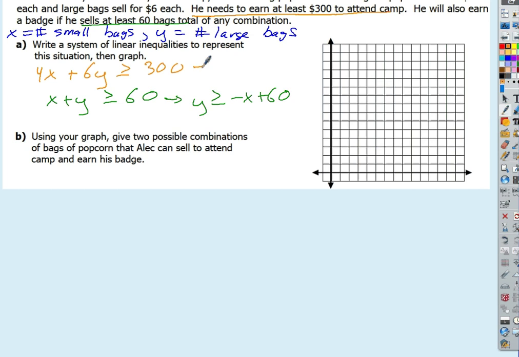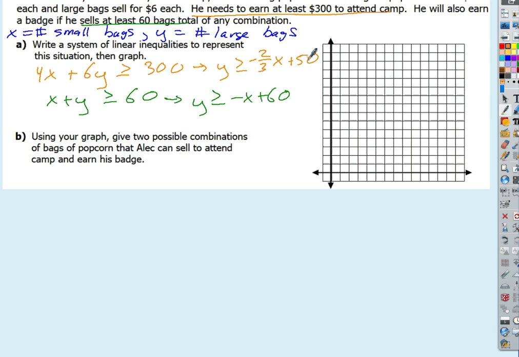How about this top one? We're going to get y is greater than or equal to, I'm going to have to subtract the 4x to the other side. Negative 4, and divide by 6, so negative 4 over 6 reduces to negative 2/3 x plus, 300 divided by 6 would be plus 50. Everybody agree? Yeah. Okay. So there's our two equations.